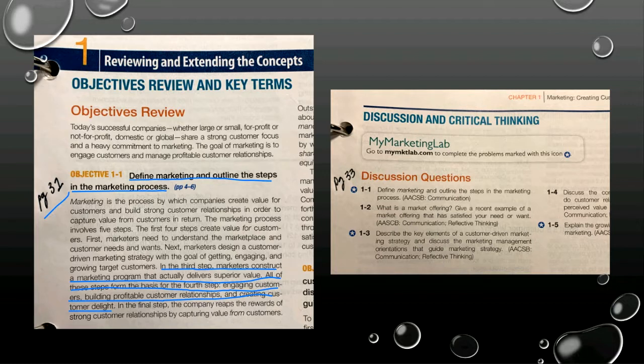If you would have done that, define marketing, outline the steps in the marketing process, written out in 1 short paragraph, you can answer that. Then you would probably remember it when it came exam time. You could use that to study off of, and you would have answered that question.